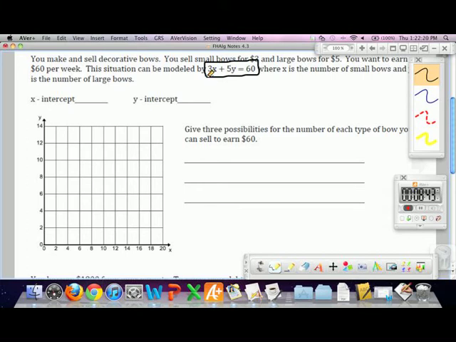First of all, let's find the x and y intercepts of that equation. What would be the x? How do we find the x-intercept? Plug in 0 for y. 3x equals 60. X is 20. The y-intercept: plug in 0 for x, find y. Y-intercept is 12. So the x-intercept is 20 and the y-intercept is 12.